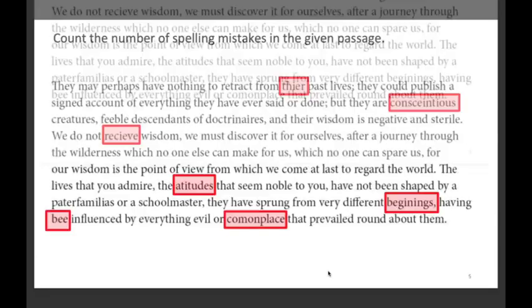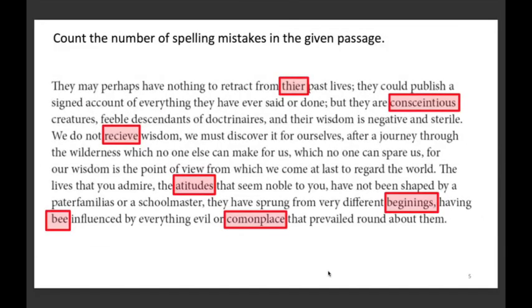The spelling mistakes in the passage are conscientious, receive, attitudes, be which should be been, commonplace, and beginnings. The total number of spelling mistakes is 7.